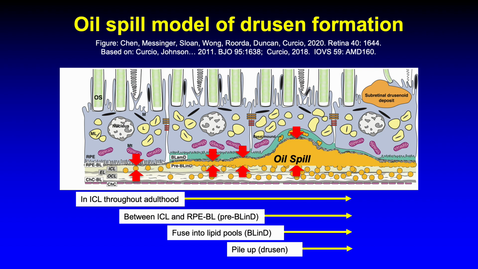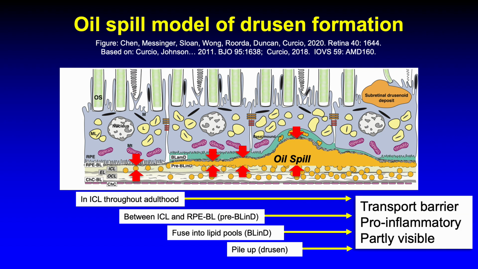We called this the oil spill on Bruch's membrane. And it's most easily explained if we consider aging changes in Bruch's and choriocapillaris as initiating events. The net effect is a barrier to transport and a source of pro-inflammatory lipids. It's only partially visible clinically, a point I'll come back to later.